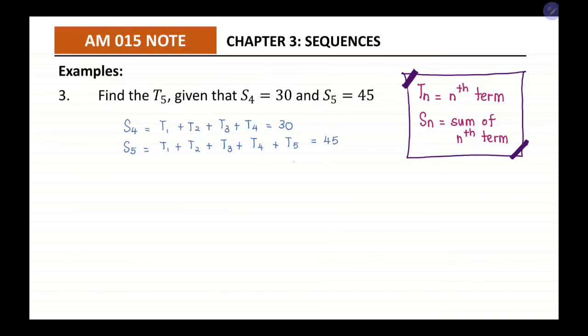Okay, so to get T5, we take S5 minus S4. S5 minus S4 means we cancel the same terms. Then we get T5. Okay, so S5 is 45, minus S4 which is 30. Then we solve, we get 15. So T5 equals 15.